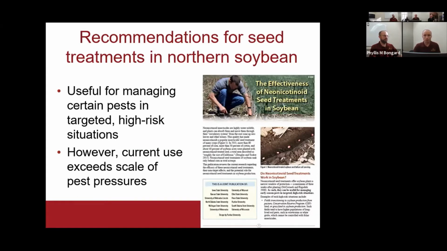And I just want to point out that a couple of years ago, my colleagues and I from across the northern soybean producing states created this extension publication here. This is available online. And what we do with this publication is try to explain where it makes sense to use these insecticidal seed treatments and maybe where it doesn't make sense and why. We recognize that it's a very useful tool in managing certain pests in certain high-risk situations, but we also try to point out that the current widespread use of these insecticidal seed treatments exceeds the actual scale of the pest pressures.